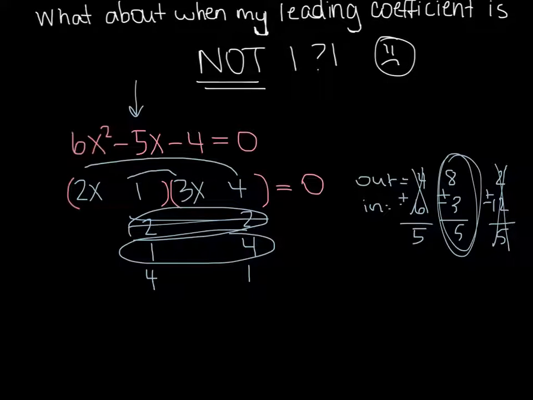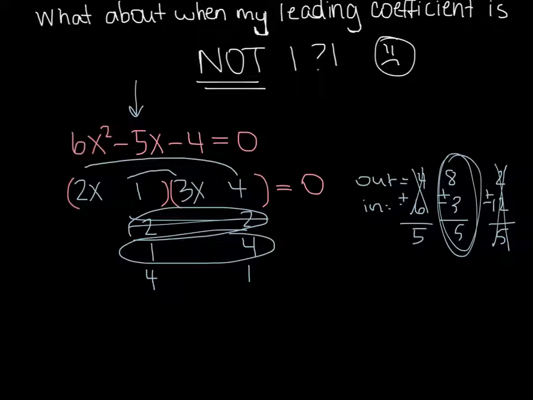Now I have to play with my signs. I know that I'm going to need one positive number and one negative number. I need the difference between 8 and 3 to be 5. I don't want them both to be positive or both to be negative because then they give me 11. So one positive, one negative. How do I know which one's which?